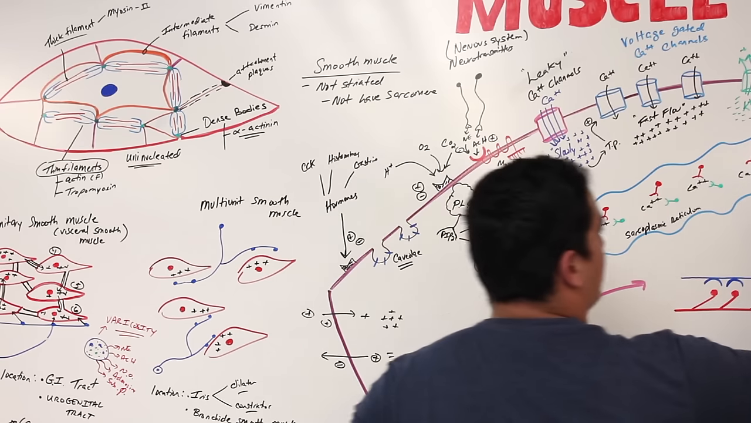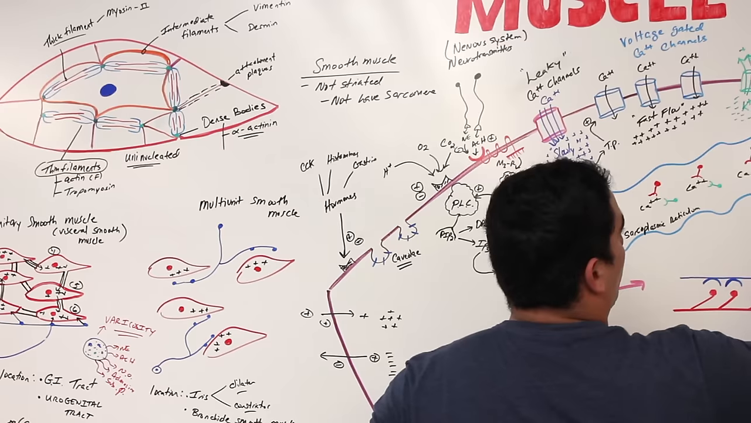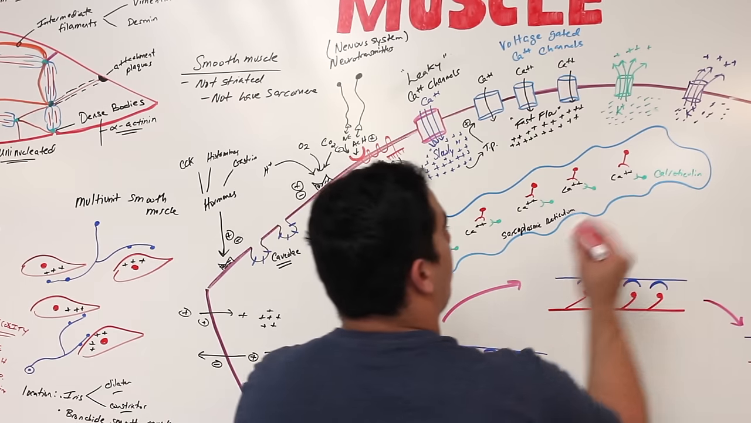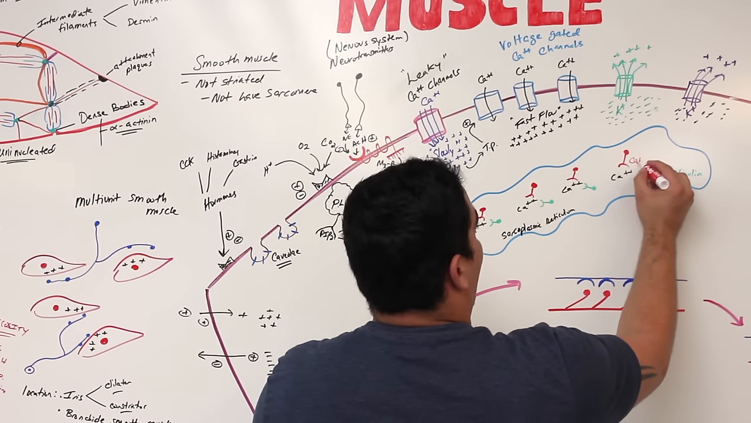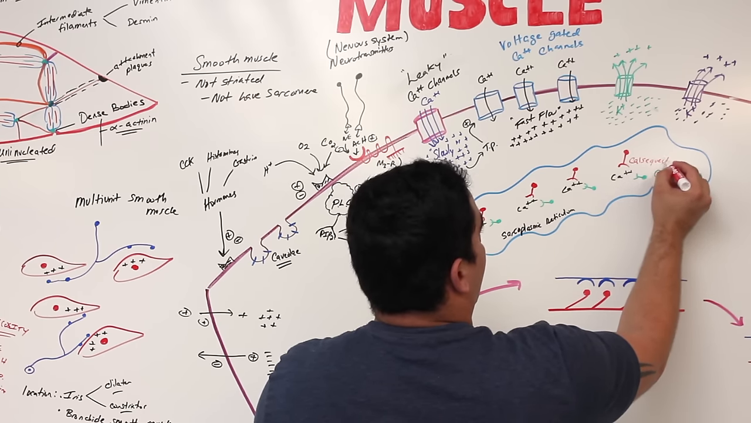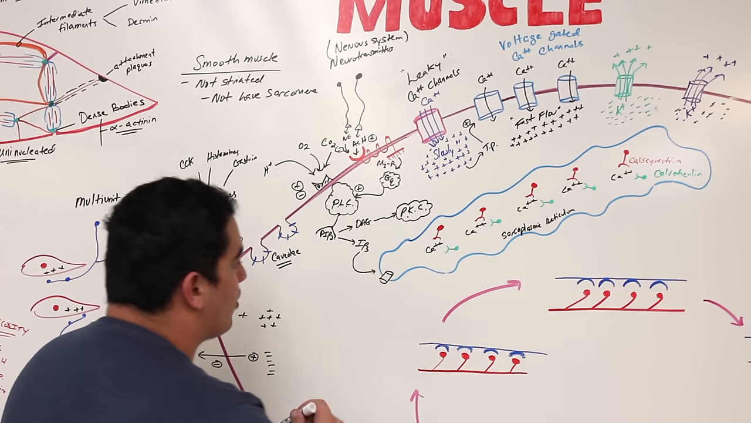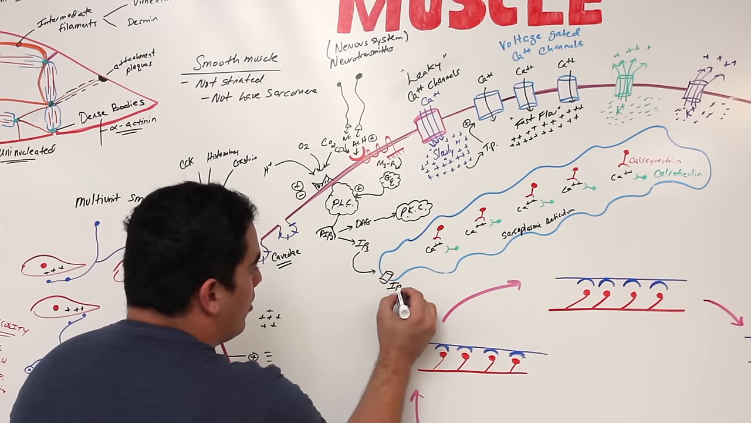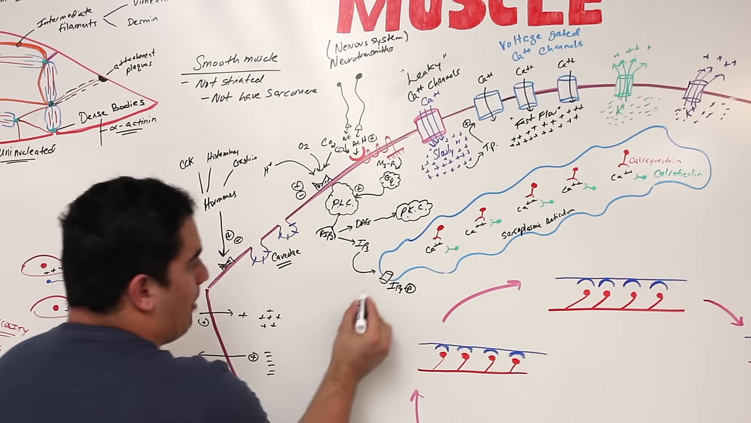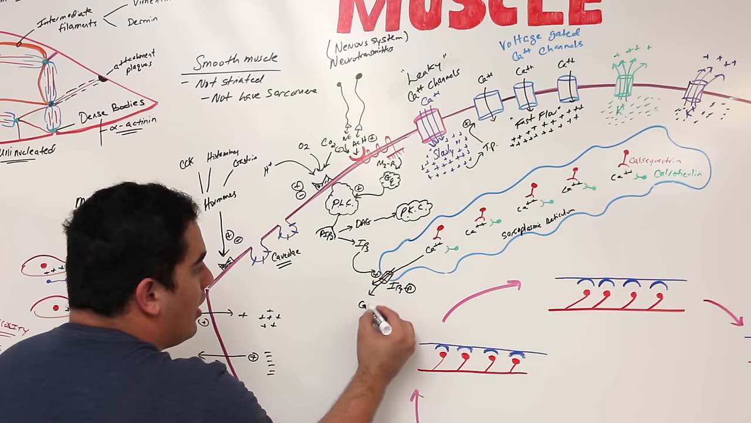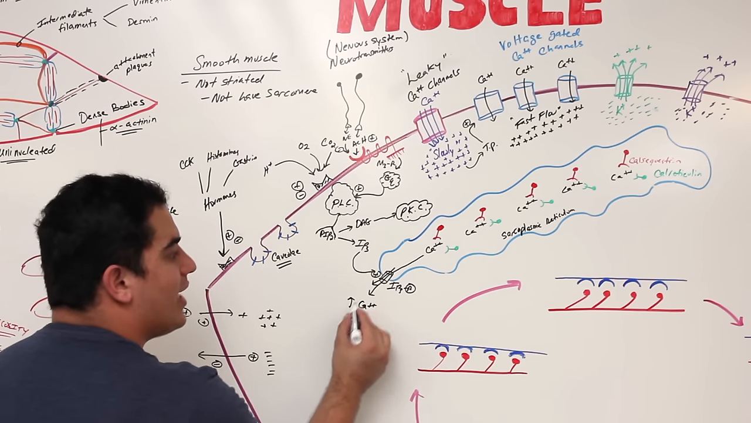And again, what are these proteins? Let's say that this is called calreticulin, and this red one right here is going to be called calsequestrin. What happens is when this IP3 comes over here, it binds onto this IP3 receptor. And it stimulates this IP3 receptor and causes the calcium ions to flood out. And this increases the calcium ions in the cell.